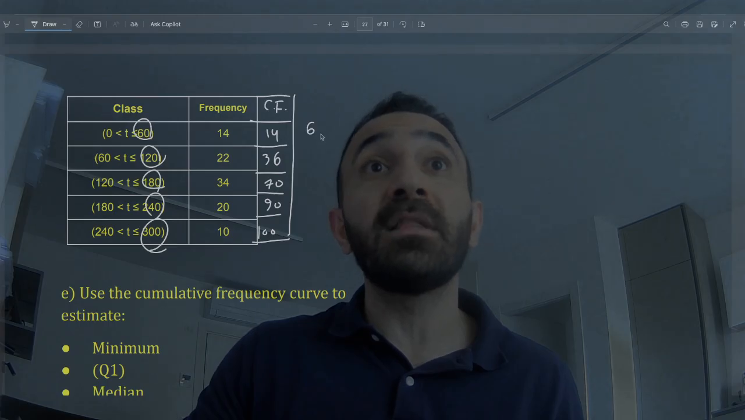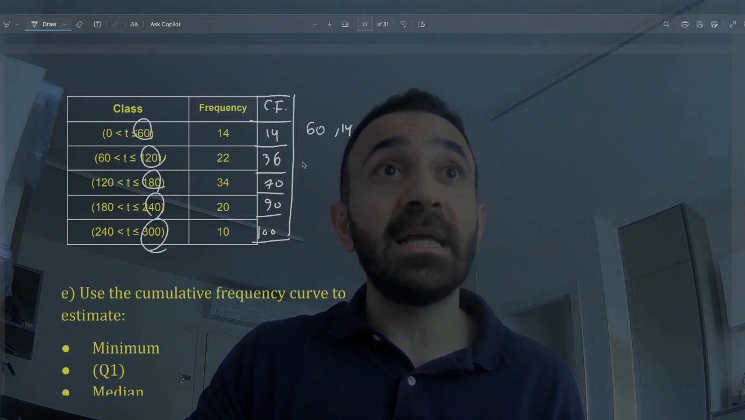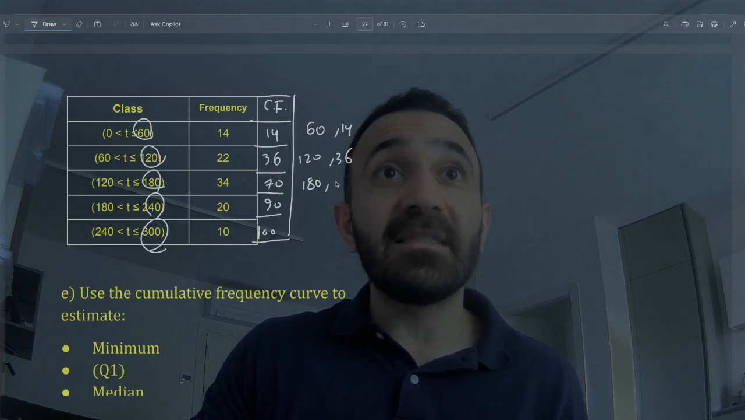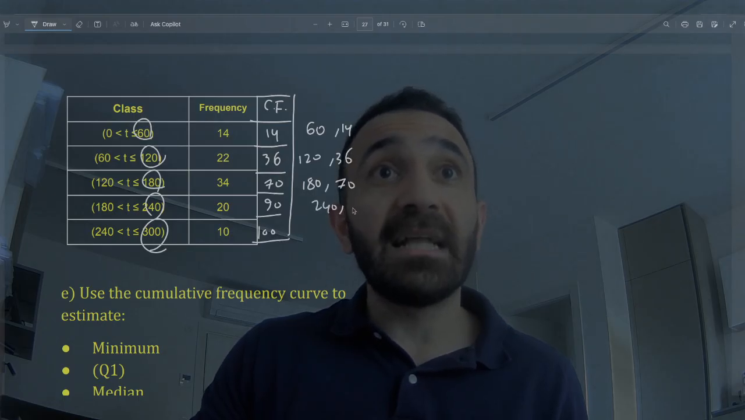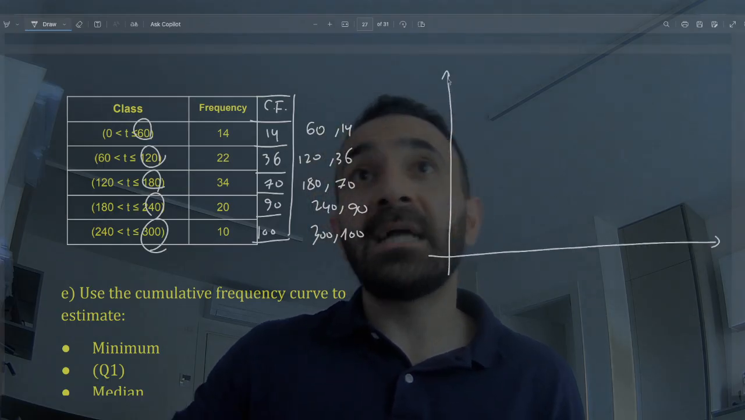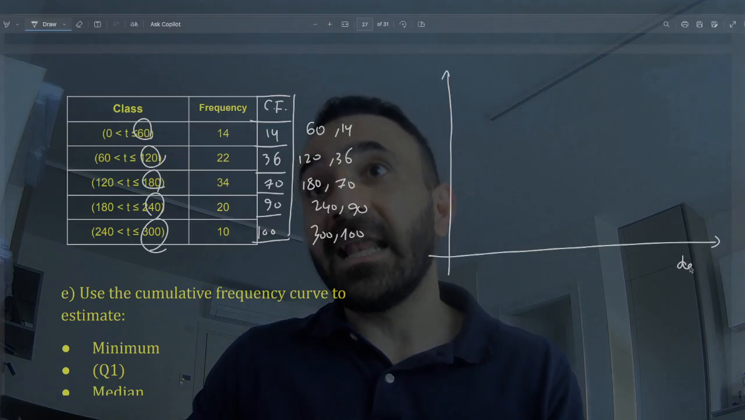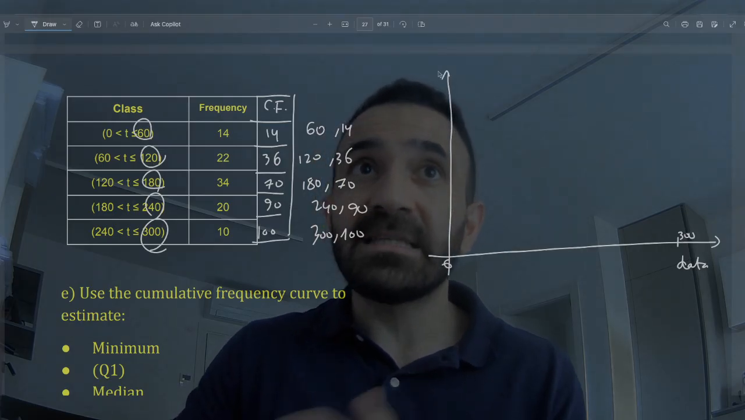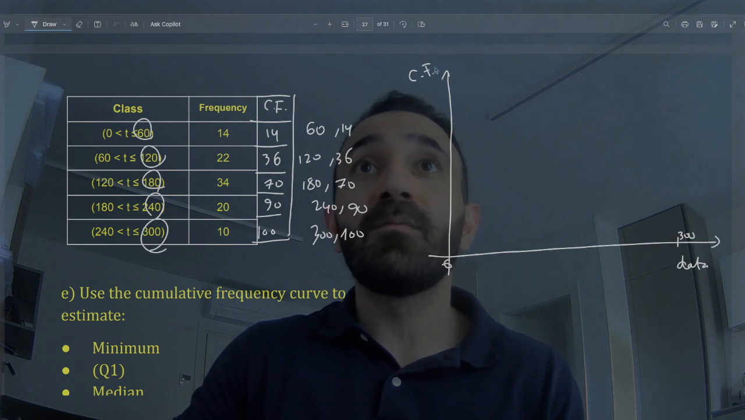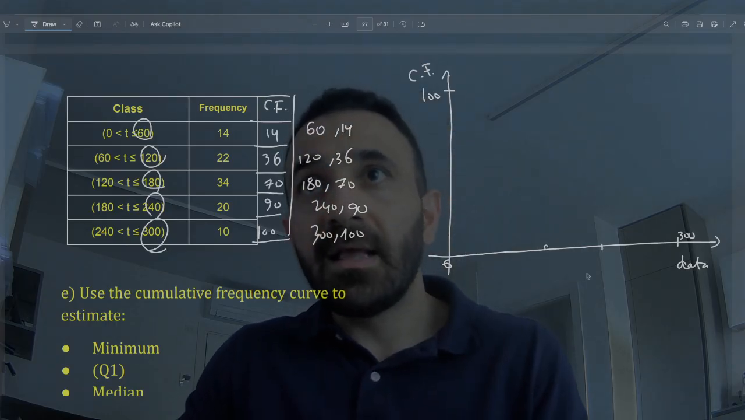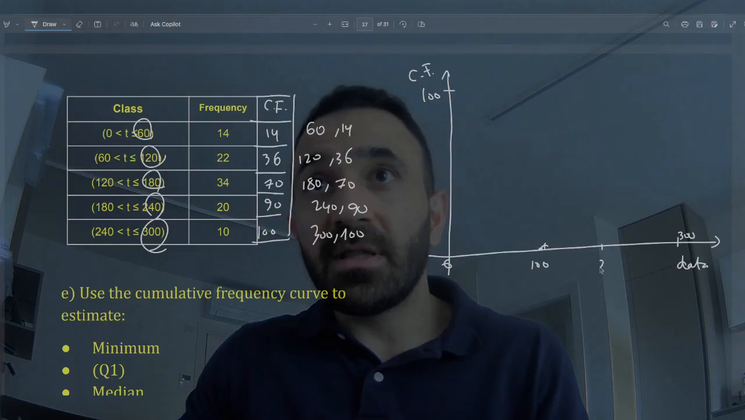And I'm going to find the points 60 and 14, 120 and 36, 180 and 70, 240 and 90, 300 and 100. Okay, so what does it mean? I'm going to choose the x-axis as the data, so it's from 0 to 300, and the y-axis as the cumulative frequency value, which has a maximum value of 100. Okay, so maybe this is 100 and this is 200.